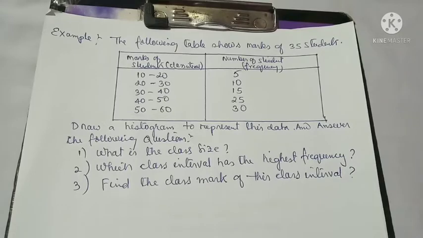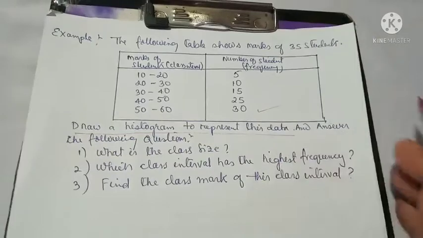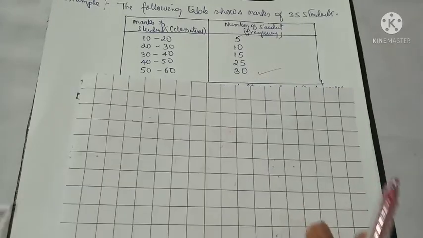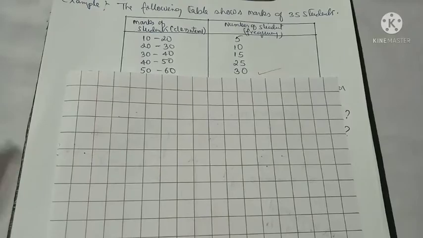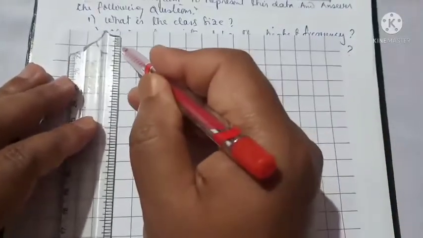So first, we are going to start drawing the histogram of this given data. Let's check how to draw the histogram. Now there is no graph paper for me, so I have to explain here on this paper. First we have to draw the x-axis. Here is the x-axis.